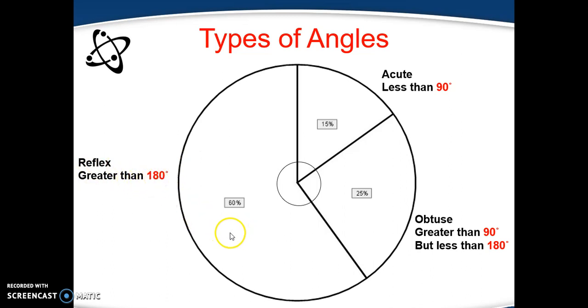If you remember from the characteristics of a circle, the diameter goes from edge to edge all the way through, and that is 180 degrees. But you can see this angle here is greater than the diameter, so therefore it's more than 180 degrees, and that's a reflex angle.